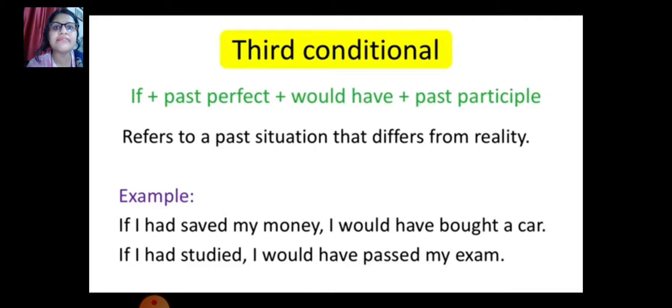If I had saved my money, I would have bought a car. But both the situations are not possible now, because both the things I would have done in my past only. If I had done it in my past, then both the situations could be true. But now I cannot change that past. If I had studied, I would have passed my exams. Again, both the situations cannot be possible, because exams happened, your result came, now you cannot change anything. If I had studied, I would have passed my exam. This is your third conditional.